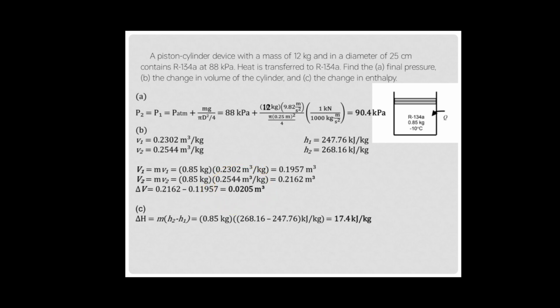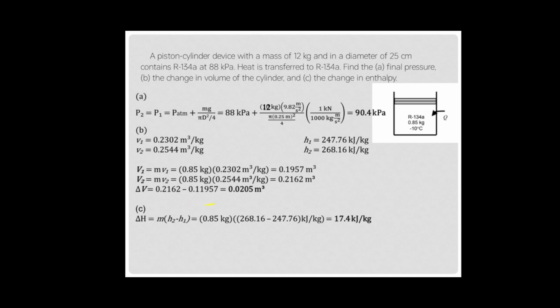Now, lastly, the total enthalpy is determined from change in enthalpy equals mass times the enthalpy of the final state minus the enthalpy of the initial state, which is equal to 0.85 kilograms times 268.16 minus 247.76 kilojoules per kilogram, which equals 17 kilojoules. Now that's it.